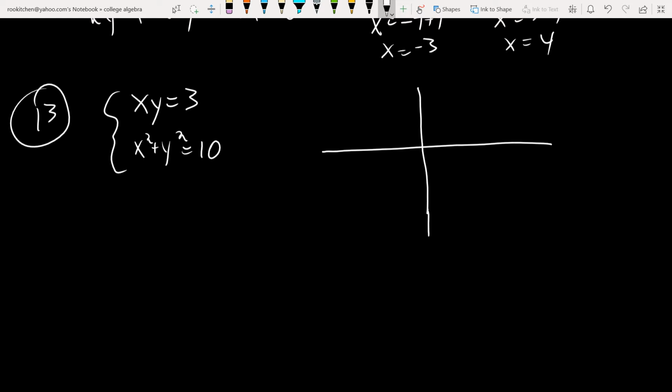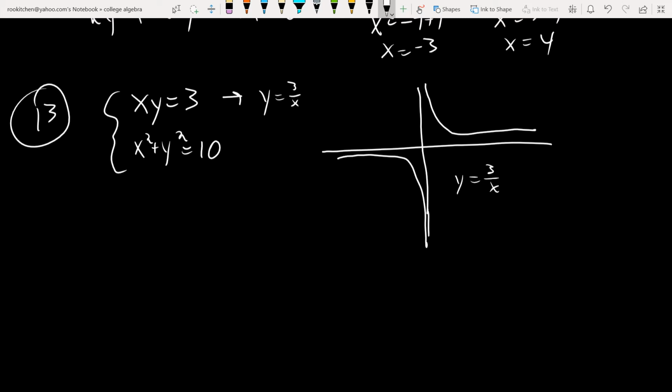What does it look like? It's one of these things, right? It's one of these guys with an asymptote. Because if you rewrote it, it would be y equals 3 over x. And this is basically what y equals 1 over x looks like. You multiply it by 3, it's kind of the same thing. The other guy is a circle. Okay? So how many solutions are possible?